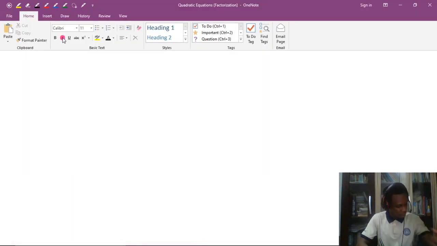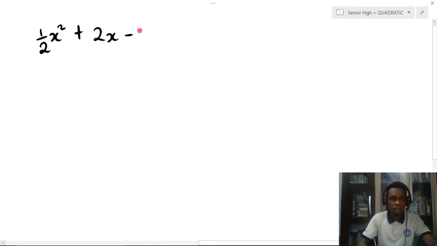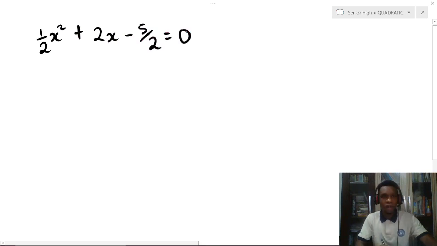Now let's take a question again. If we're given this to work with, we have this from my book: 1 over 2 x squared plus 2x minus 5 over 2 is equal to 0. I will try to solve this particular question. Now how do we do that? Notice this is now a fractional value. It's going to be tough trying to find possible values using factorization.